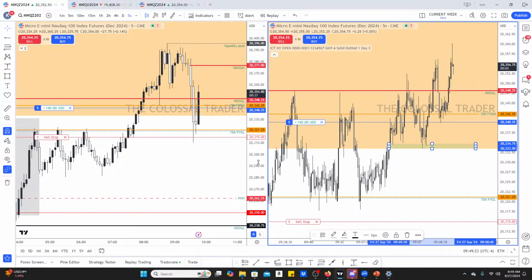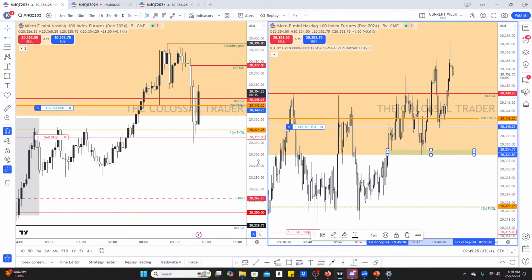5-second chart. Don't try this at home. This is all demo.